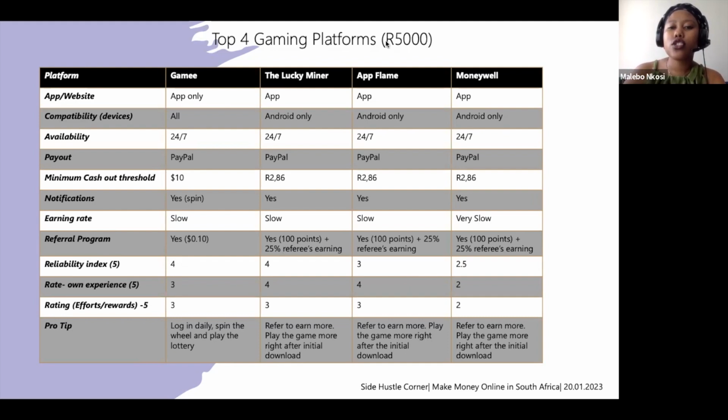So as you can see at the top, this is how much money I've made in total. In the brackets is a rough estimate of how much I've made doing these type of things. On the side, as I mentioned, you can see availability, payout, minimum cash out threshold, notifications, earning rate, referral program, which is something that you're going to see me referencing a lot. And the reason why I was able to make that 5,000 is because of the referral programs.